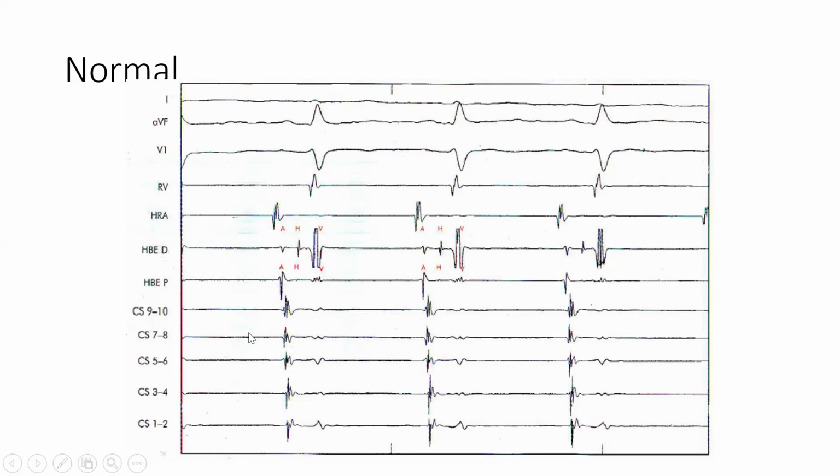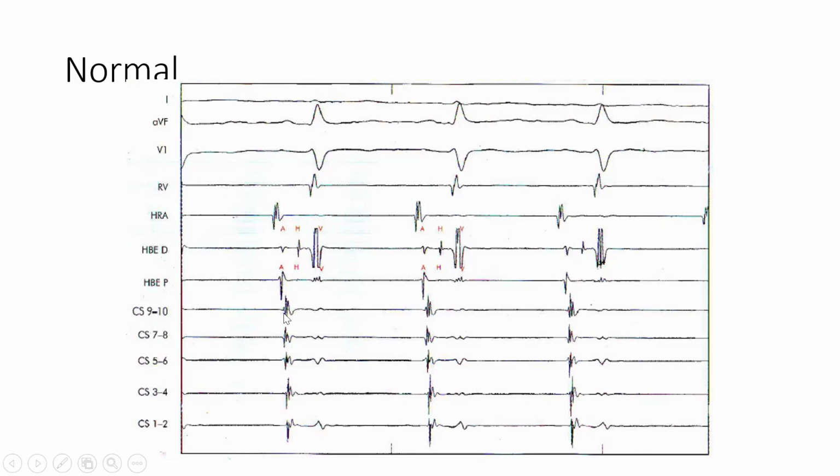We have the CS catheter. Remember we said the CS catheter is decapolar. You label it from the distal end to the proximal end. So that means the most distal is closer to the lateral wall of the left atrium. The most proximal will be closest to the right atrium, where the CS orifice is. Hope we get that.